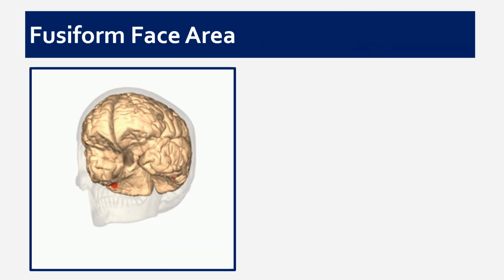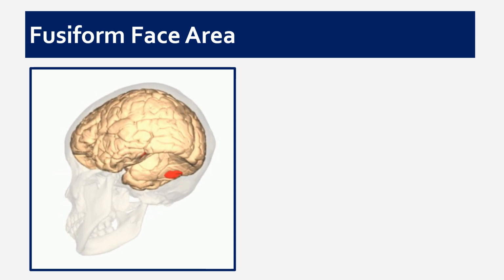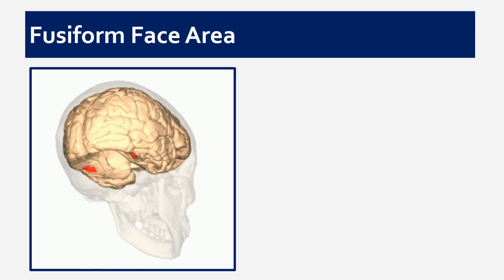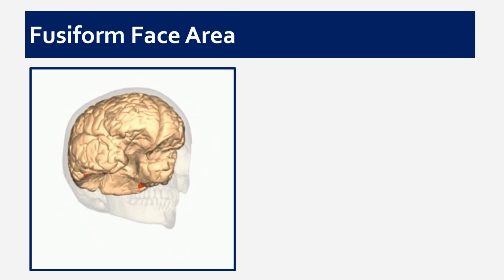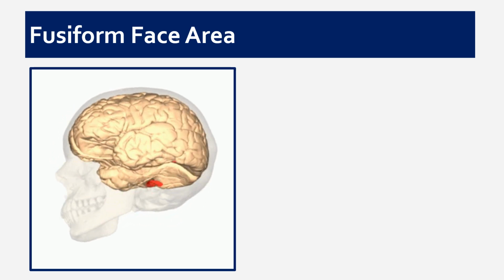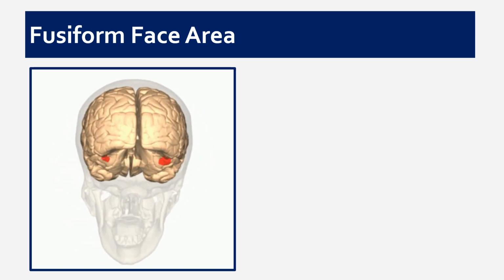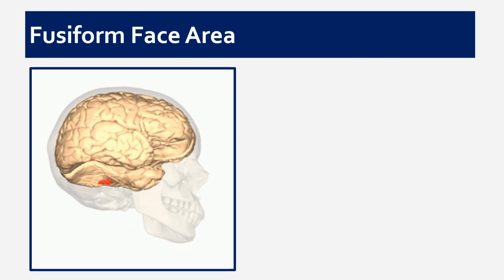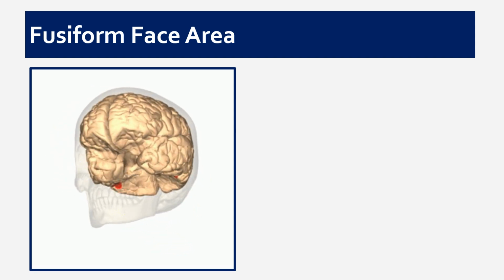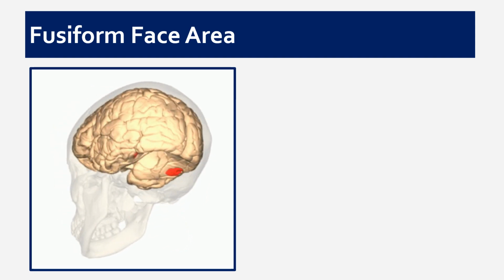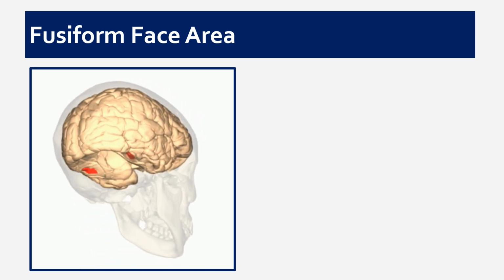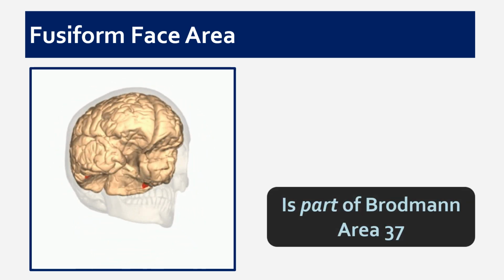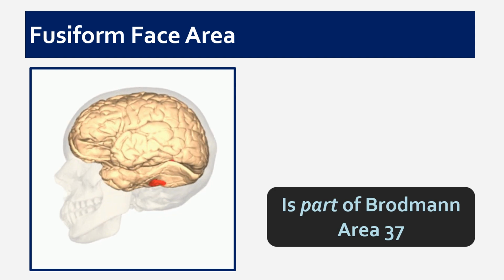I'm going to give you an example here of a region of the temporal cortex called the fusiform face area. This is a very discrete region that allows us to recognize faces, faces being a very important part of how humans communicate with each other and how societies are organized, by recognizing each other by our faces. The fusiform face area, although it is a discrete region, doesn't map neatly onto a Brodmann area. It's part of Brodmann area 37.